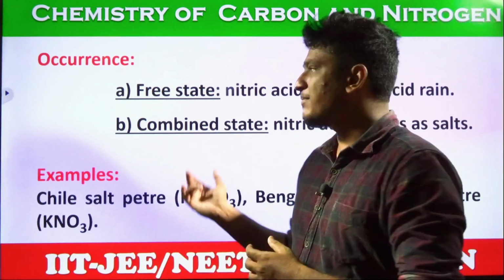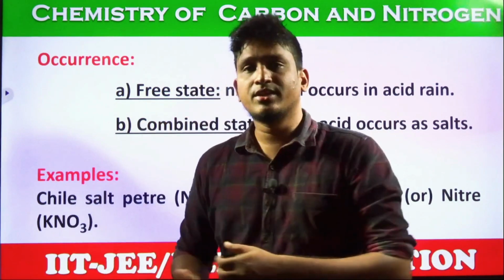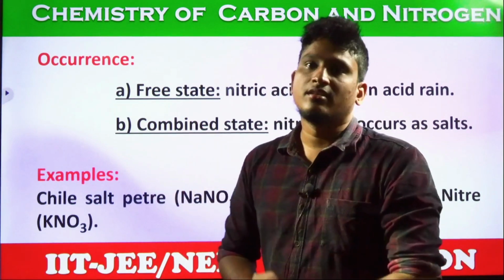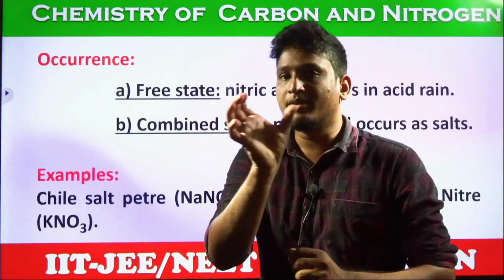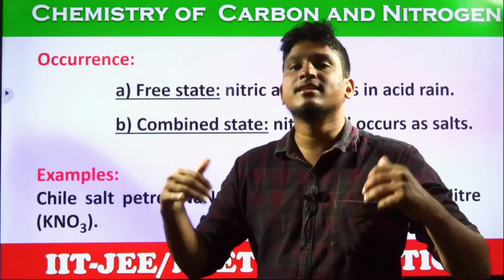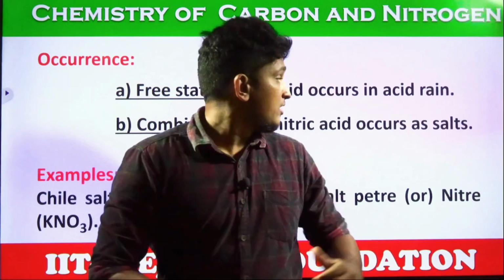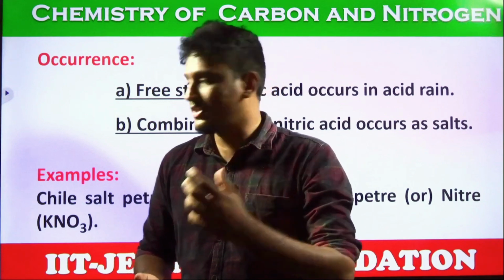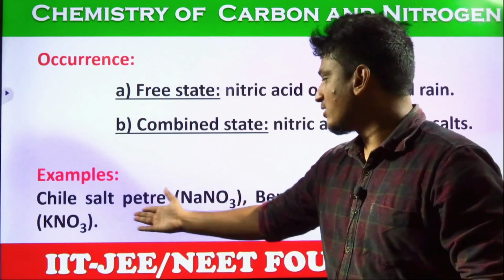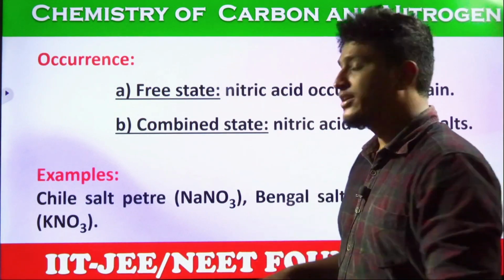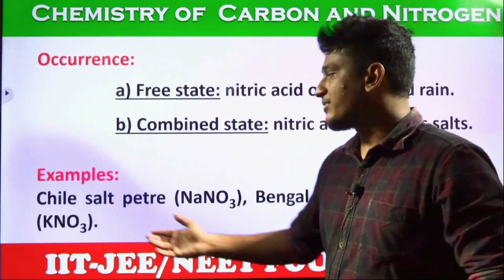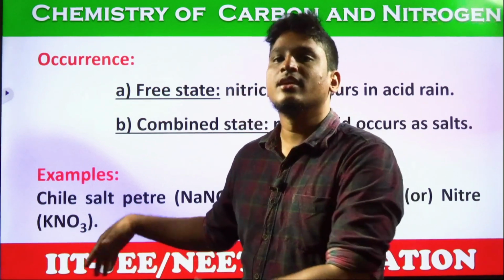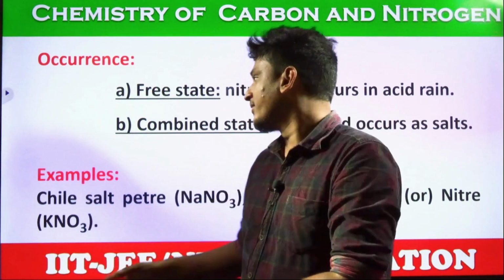And combined state means, students, mostly the nitrate part coming from nitric acid is available with certain salts like Indian saltpeter or chili saltpeter, which is sodium nitrate and potassium nitrate. So examples, look at chili saltpeter, sodium nitrate, and Bengal saltpeter, also called Indian saltpeter, which is potassium nitrate. From there we can also synthesize nitric acid. So combined state means it is available in salt formation, right?